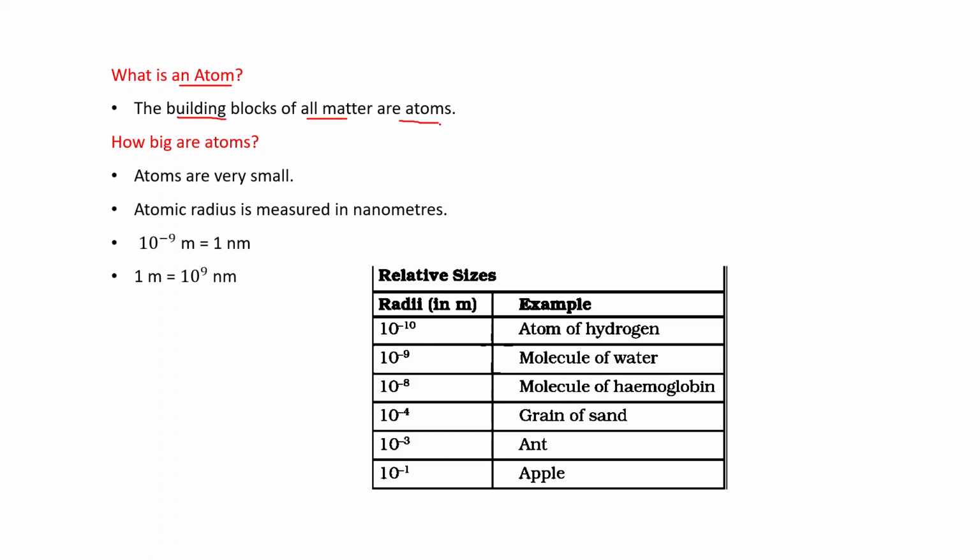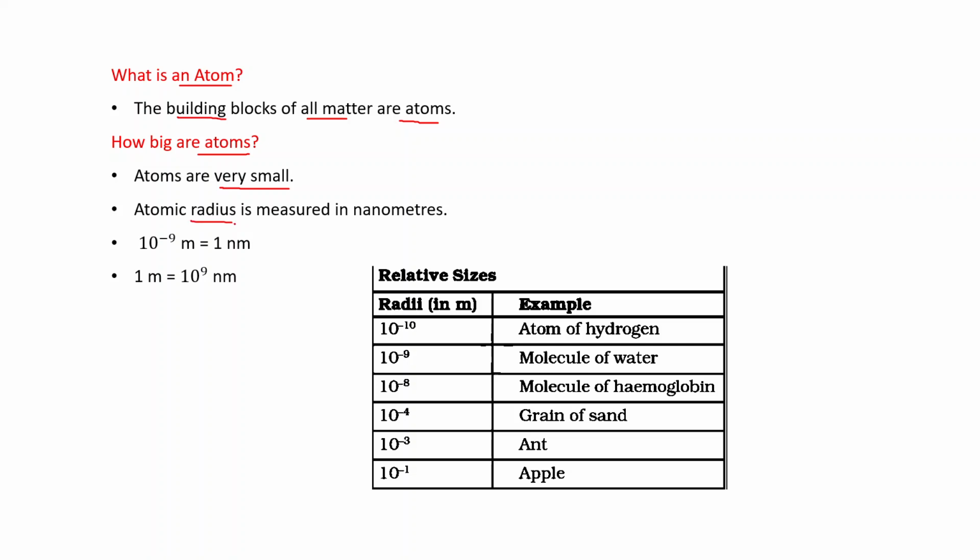It can be compared with one room. Actually, a room is formed by walls and each wall is made up of bricks. We can say, what is the building block of that room? That is the bricks. In the same way, the building blocks of all matter are atoms. Now, how big are atoms? Atoms are very small. We can't even imagine it.